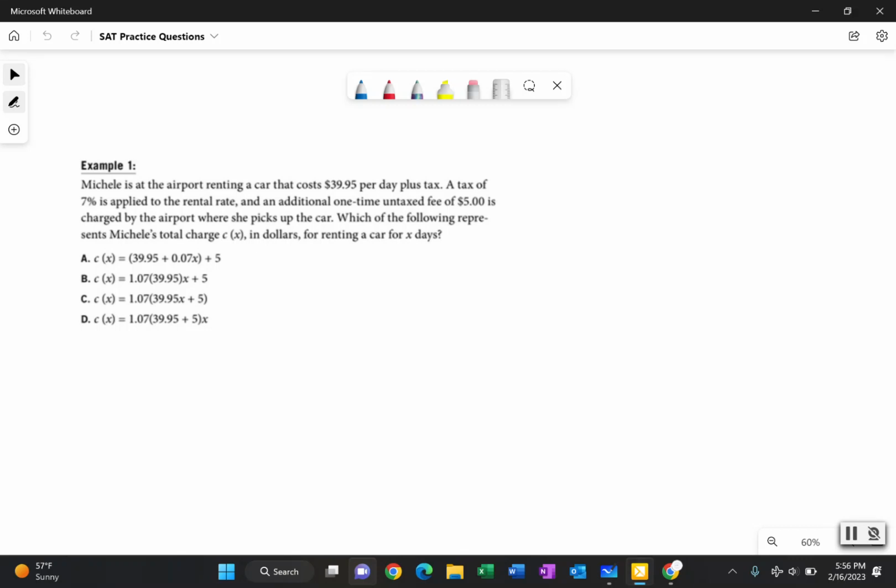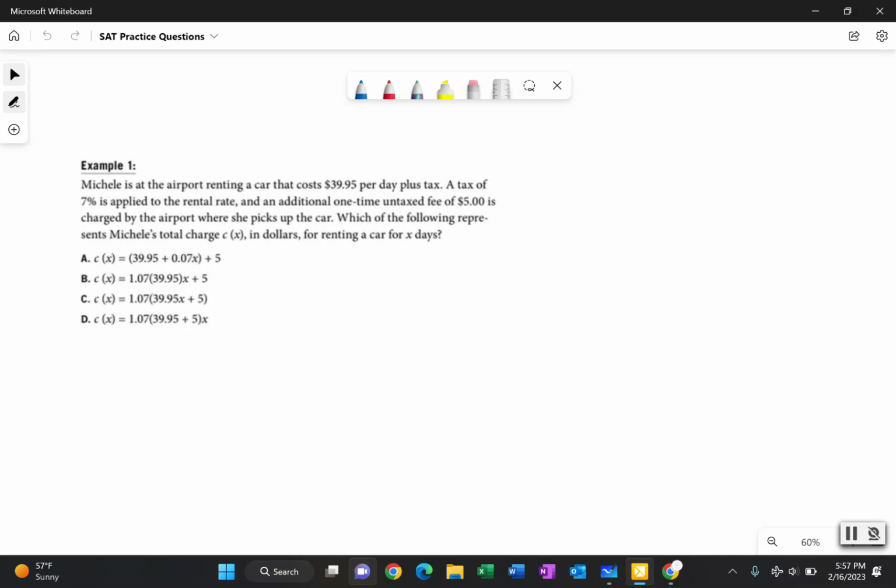Today we're going to be taking a look at an SAT practice question. Here we have example 1. Michelle is at an airport renting a car that costs $39.95 per day plus tax. A tax of 7% is applied to the rental rate, which is $39.95. An additional one-time untaxed fee of $5 is charged by the airport when she picks up the car. Which of the following represents Michelle's total charge, C of X, in dollars for renting the car for X days?